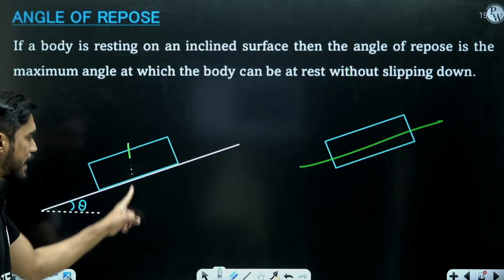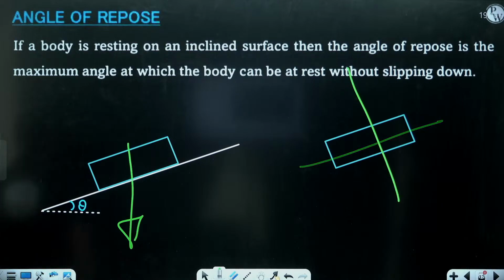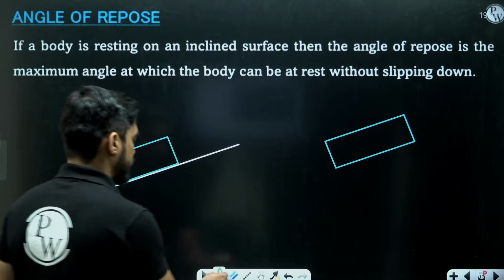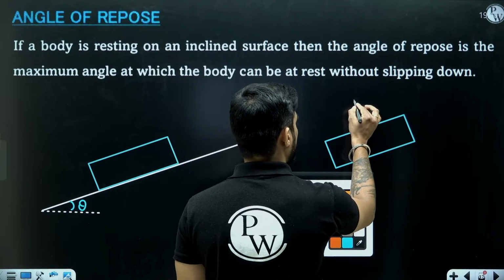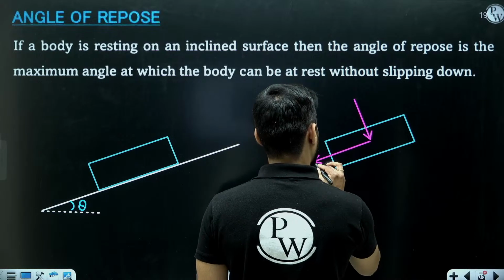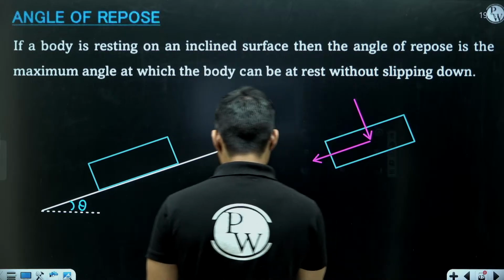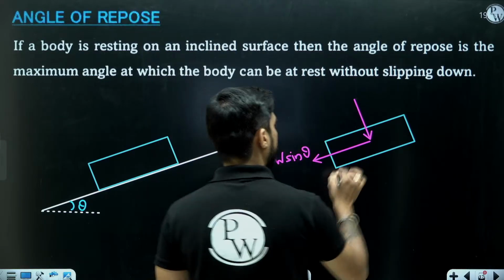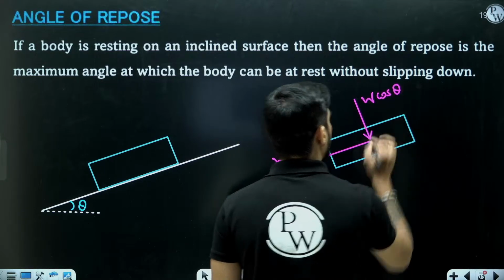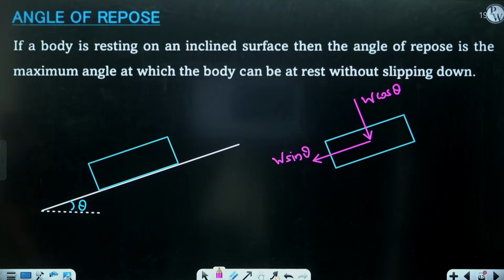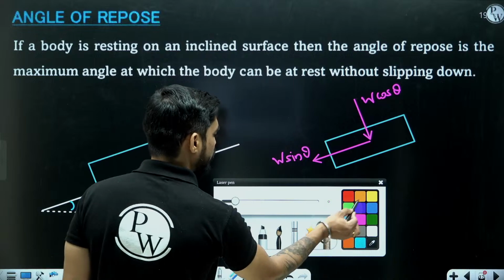Now the weight is acting vertically downward, right? So you will resolve the weight into two components. Remember this: whenever you resolve the weight into two components, the component which is parallel to the surface will be the sine component. This will be W sin theta and this will be W cos theta. A little bit of geometry and you will understand how this is sin theta and that is cos theta.